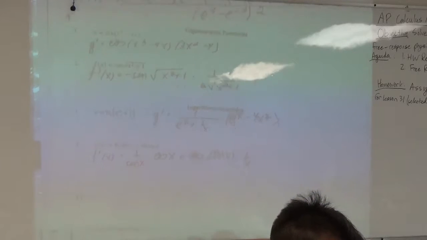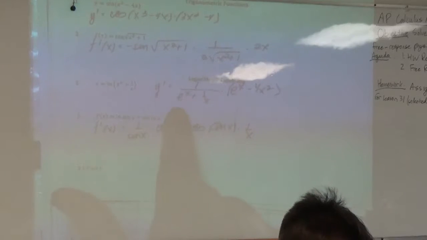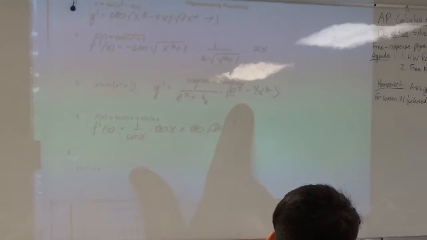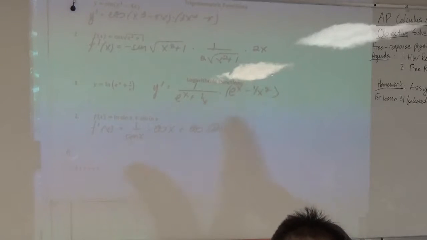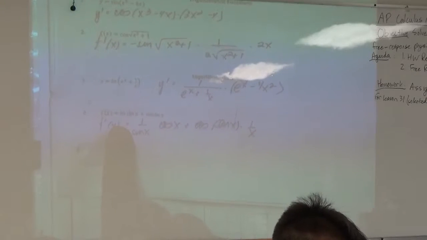Okay. Alright, log functions, natural log of stuff. 1 over stuff times derivative of stuff. Again, I need parentheses. Chain rule problems, I need to multiply by all this stuff here. You need parentheses.